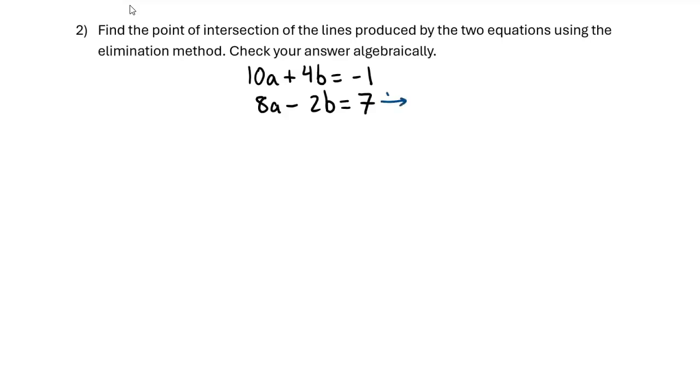So what we're going to do is multiply that second equation by 2 in order to have the same coefficient in front of the b term. That's going to give me 16a minus 4b equals 14. I'm going to bring the first equation over, keep it the same.